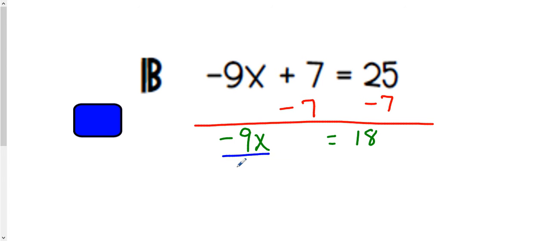And then now we're going to divide each side by negative 9. X is equal to negative 2.